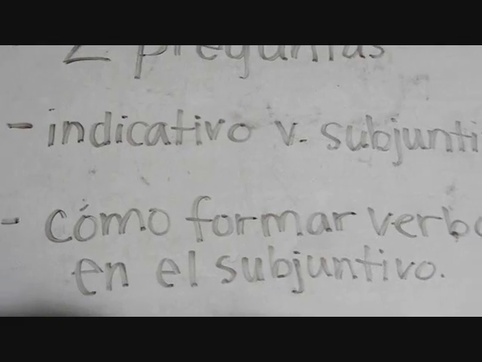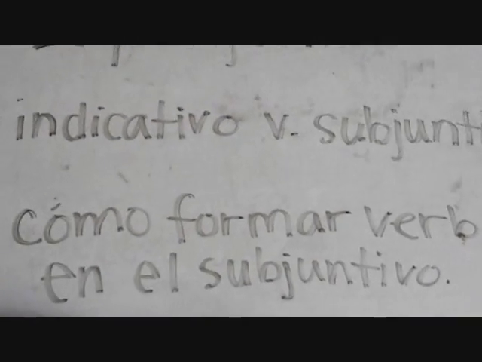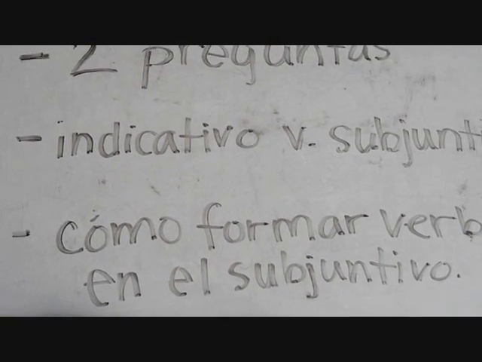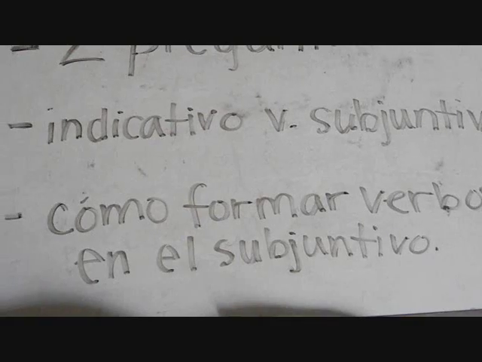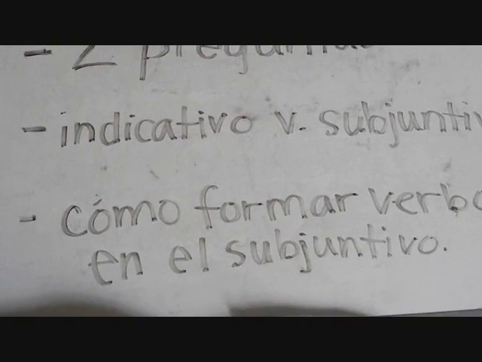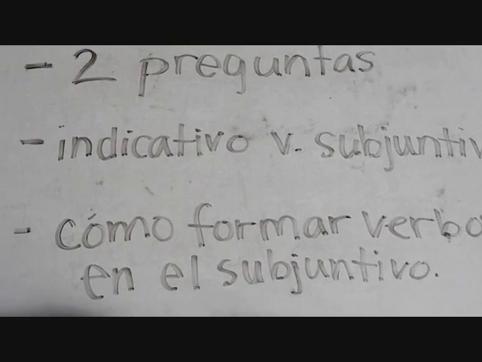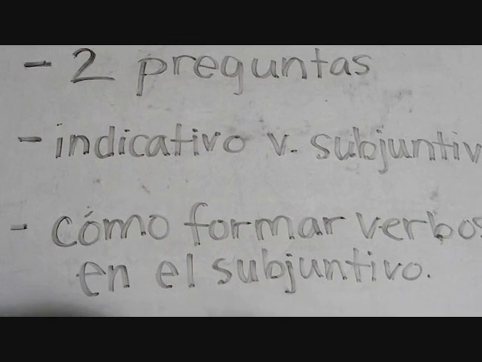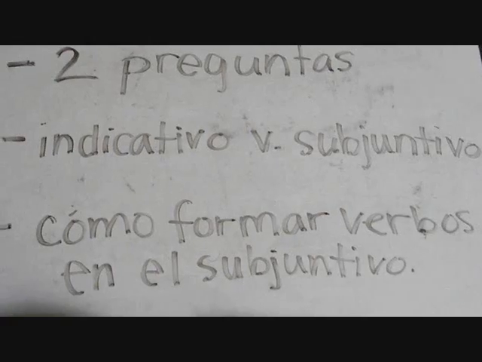Y finalmente, cómo formar verbos en el subjuntivo. So how do we form verbs in the subjunctive tense? So write down the steps that you should take to write these verbs in the subjunctive tense. I'll give you a hint. The first part of this, or the first step, is go to the yo form. Remember why that's so important, because many of the verbs have irregular yo forms, so we need to make sure we go to the yo form first before adding on our endings. So write down the steps to form verbs in the subjunctive tense.